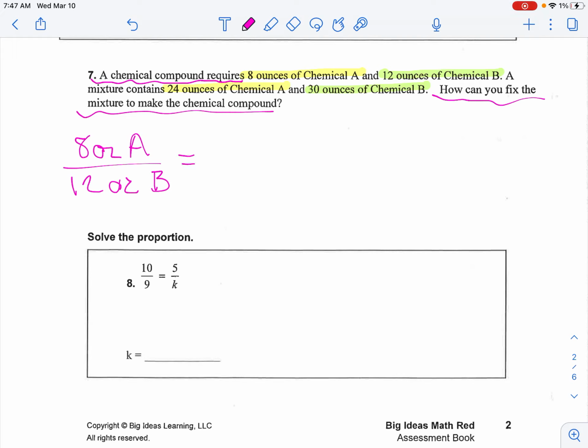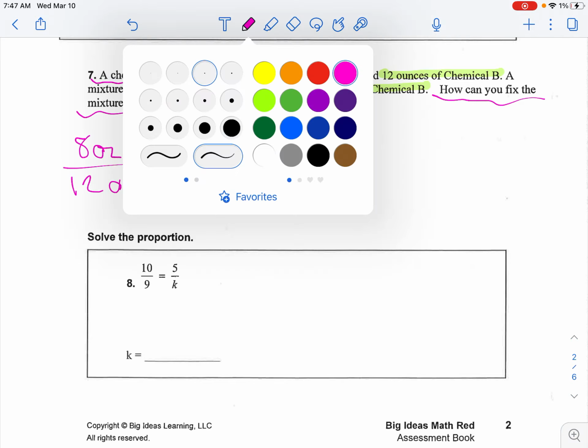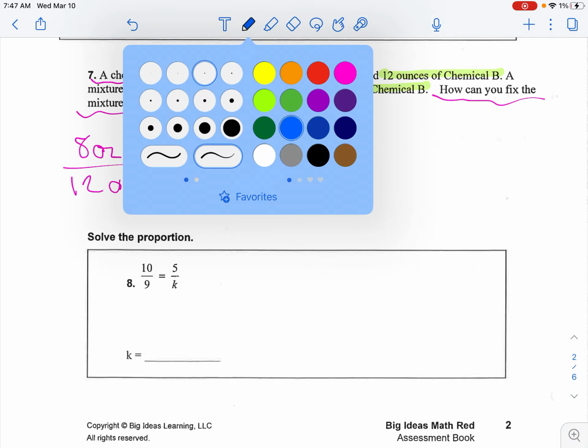Now, the first thing I'm thinking is, to do the math, it's going to be easiest if I reduce this to lowest terms. So if I divide 8 by 4, I get 2. And if I divide 12 by 4, I get 3. So I know the ratio of chemical A to chemical B has to be 2 to 3. Okay, I'm going to change colors so you can see what I'm going to do over here now.